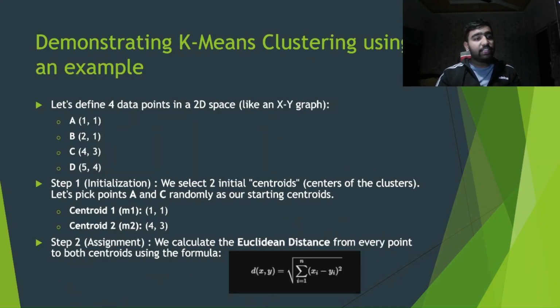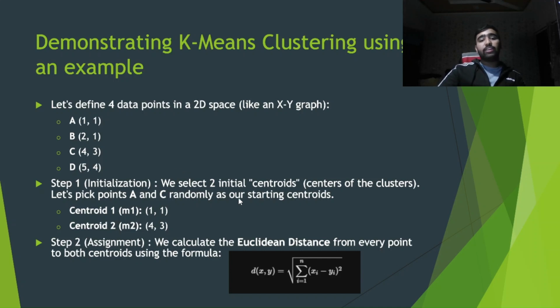Demonstrating k-means clustering using an example. Now here we are going to take an example to demonstrate how k-means clustering works. I have taken 4 data points in a 2D space. My data points are A (1, 1), B (2, 1), C (4, 3) and D (5, 4). Now the first step is initialization. Here I'll take the value of K as 2.